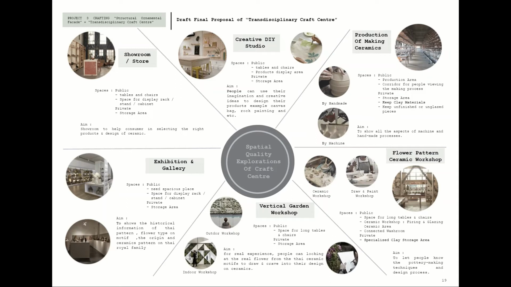Other programs include the production of making ceramics, which is divided into two spaces: making by machine in the modern way and by hand in the traditional way. Next is the exhibition gallery of ceramic flower patterns and motifs, to show historical information of Thai patterns, flower types or motifs, the origin, or maybe ceramic patterns of the Thai royal family, and then a store for selling ceramic products.